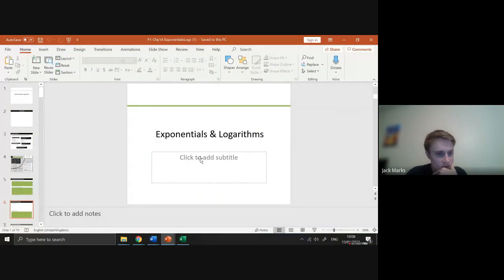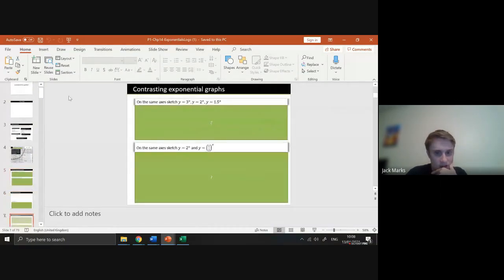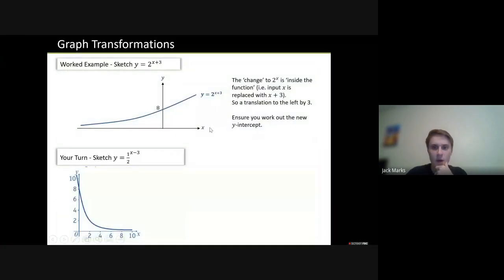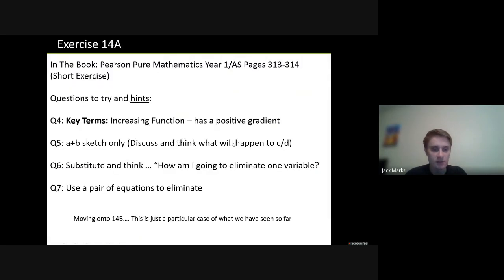So just to reveal a little bit neater for the first one as well, okay, this is what we would be going for. And that takes you up to 14a then. So we need to recognize the shape of these graphs, but also be able to transform them in various ways.